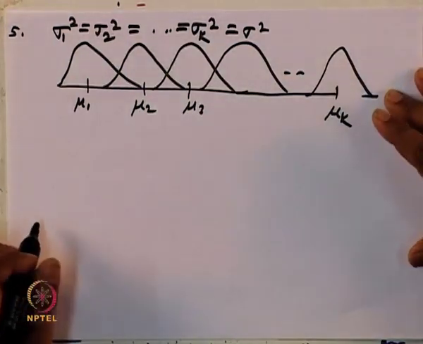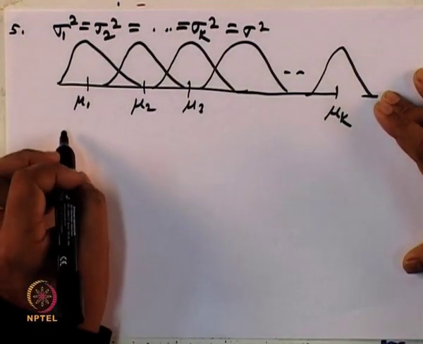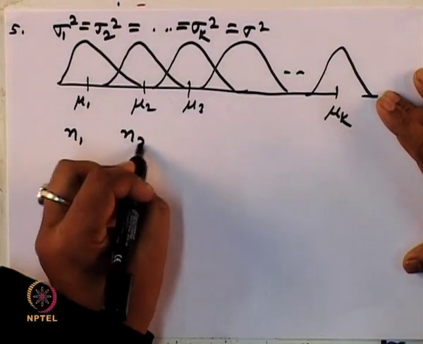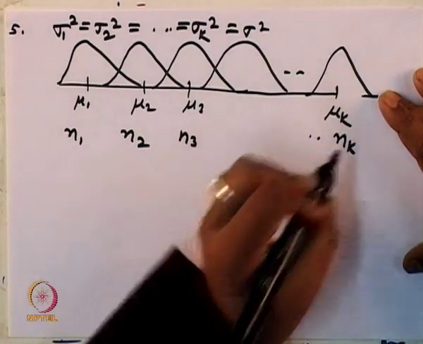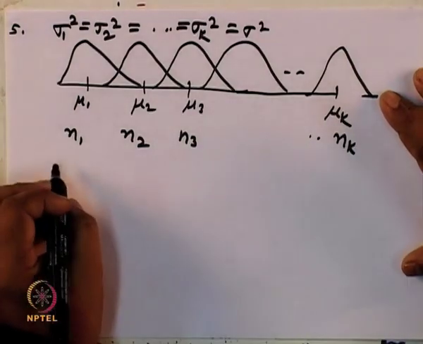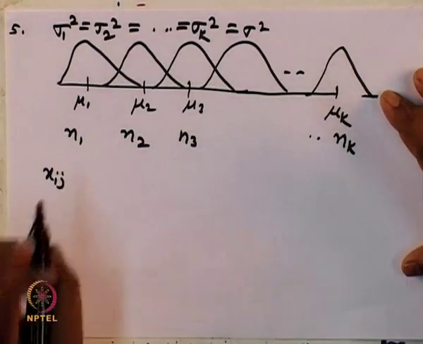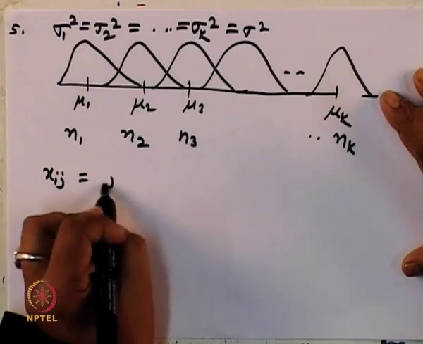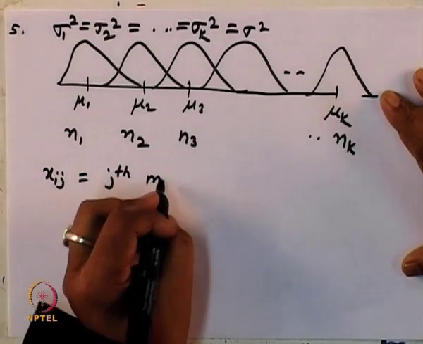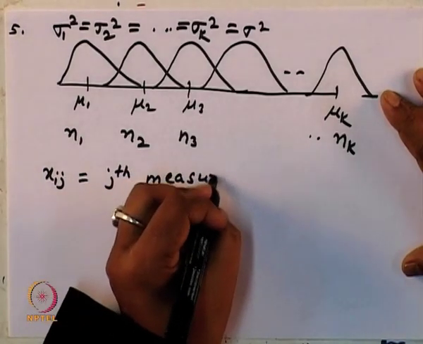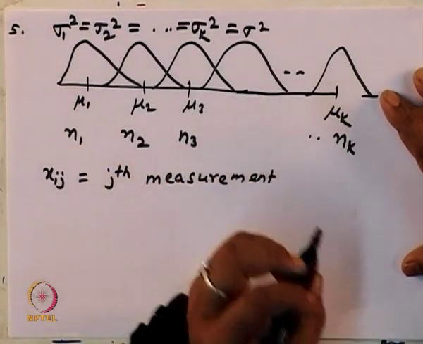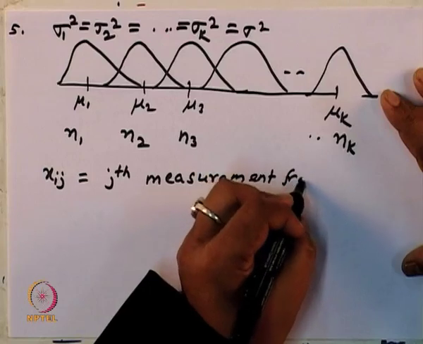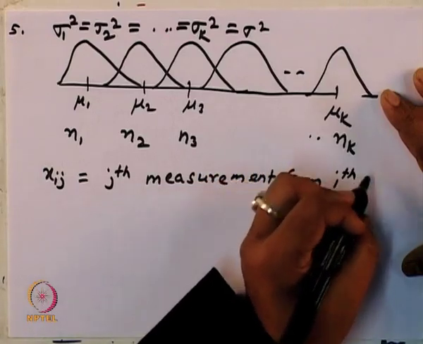Okay. So, you want to test the height. Let us say your sample sizes are n1, n2, n3, ..., nk. And you can have xij as the jth measurement from the ith sample.